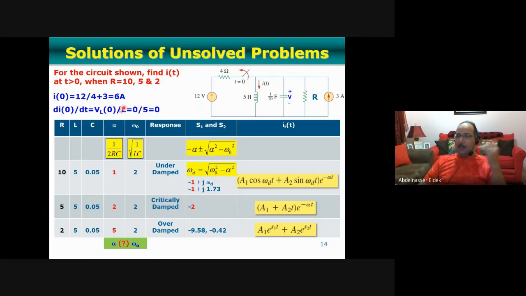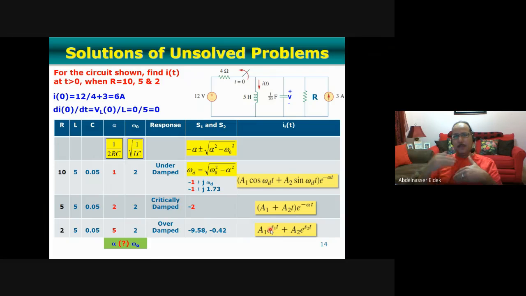And you have R equal 10, 5 and 2. L is 5 Henry. C is 1 over 20, which is 0.05. Then you calculate alpha using this equation. You calculate omega 0 and you compare. And if it is underdamped, this is the equation. If it is critically damped, this is the equation. If it is overdamped, this is the equation.